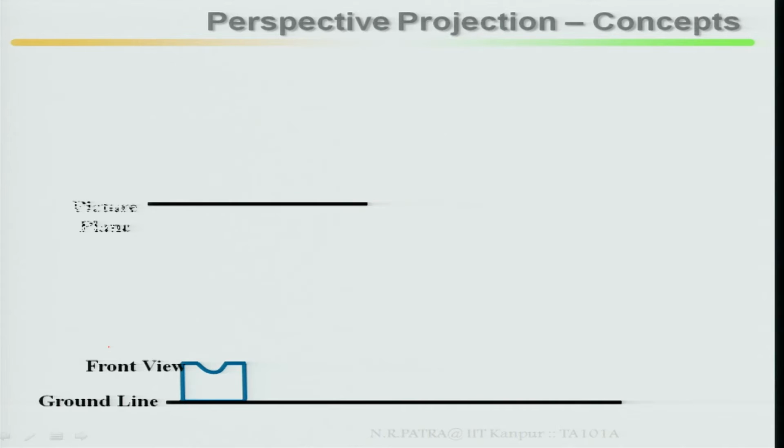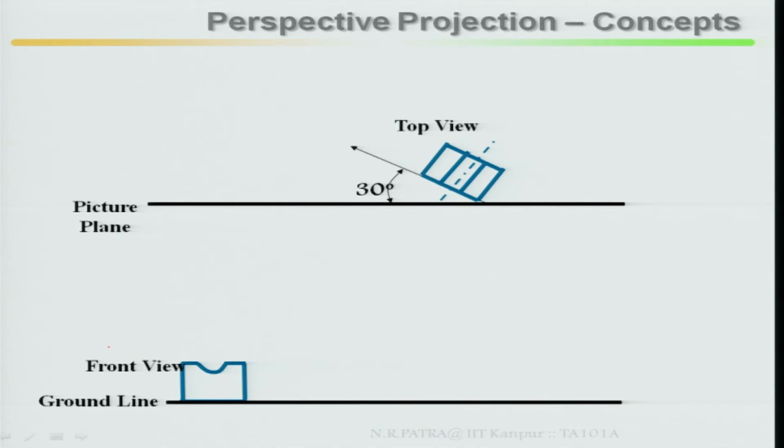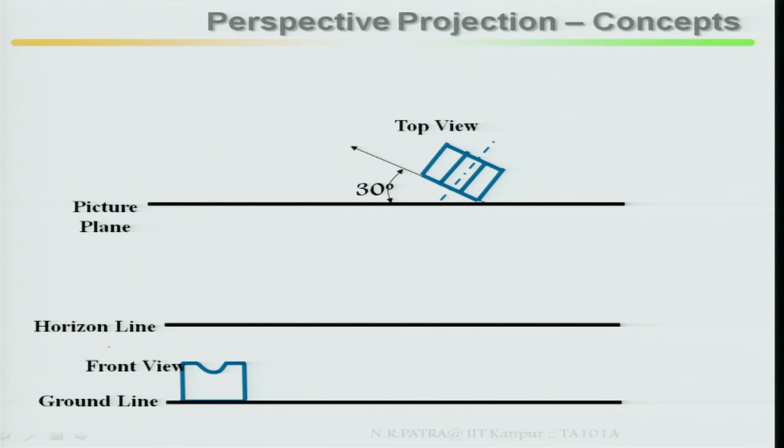draw your front view, then draw your picture plane, then with respect to the picture plane draw the isometric view of your top view with an angle of 30°, then draw the horizon line, then locate your station point.